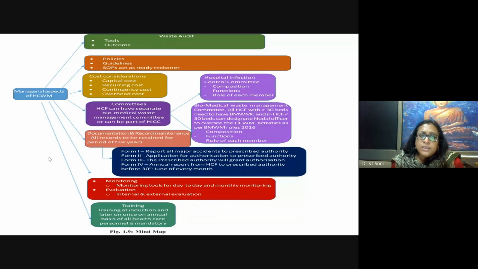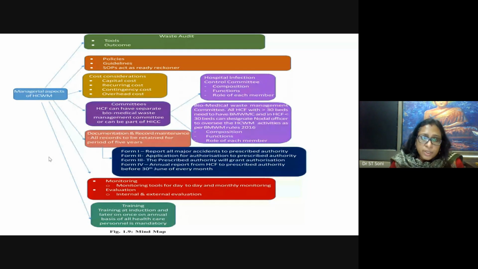We'll also discuss a little about the SOPs, policies and guidelines related to it. When we are discussing any type of financial management, cost consideration also comes into the picture. So what are the capital costs, what are the recurring costs, what are the contingency costs, and what are the overhead costs? These costs are all supposed to be discussed and dealt with. It's a very, very huge subject which is connecting all levels of healthcare professionals together.